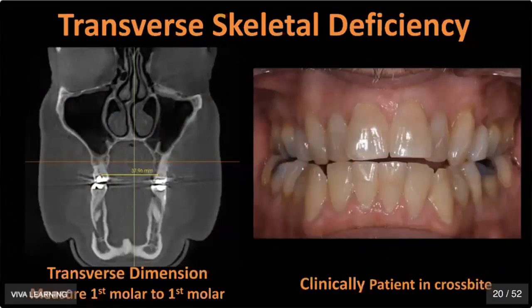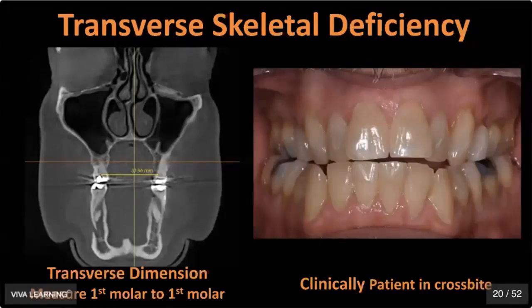So let's look at our different skeletal areas. One of the things that I do as I go through my CBCTs with my patients, I'm looking at the transverse dimension. And what I do is I draw a line from the pulpal chamber of the upper first molar to the pulpal chamber of the opposing first molar. And I'm looking, is that dimension less than 40 millimeters? And if it is, it's going to make me think the patient is constricted.